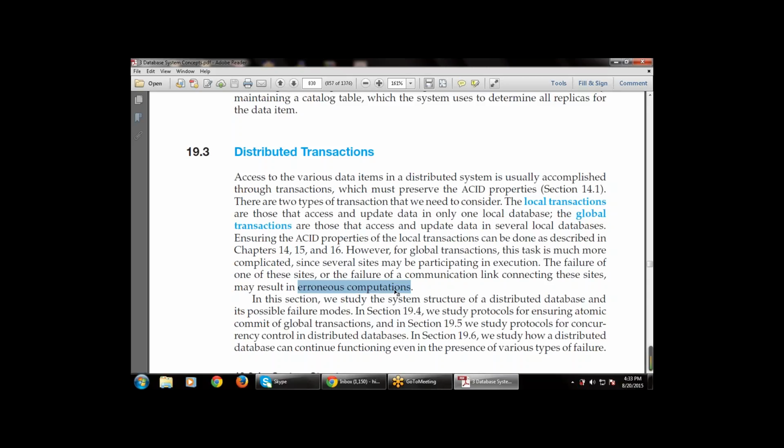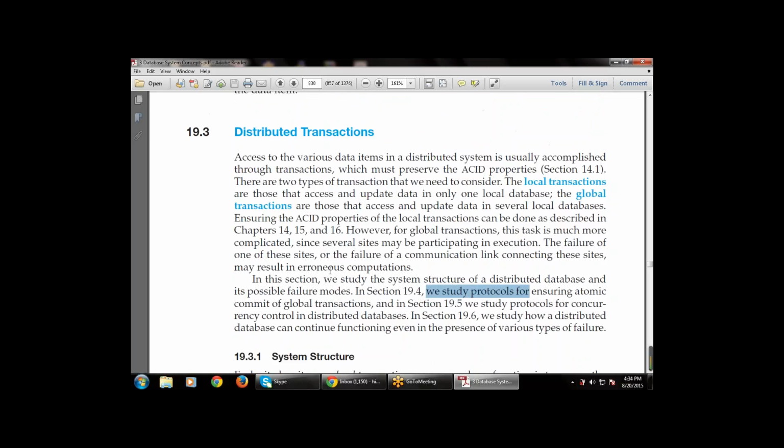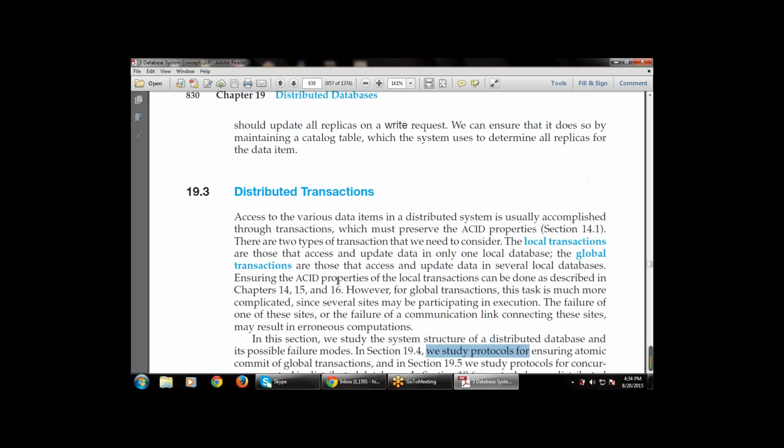In this section, we study the system structure of a distributed database and its possible failure modes. In section 19.4, we study the protocol for ensuring atomic commit of global transactions. That is, there will be atomic commit of global transactions across the global sites. And we study the protocols for concurrency control in the distributed system, that is, for distributed transactions.